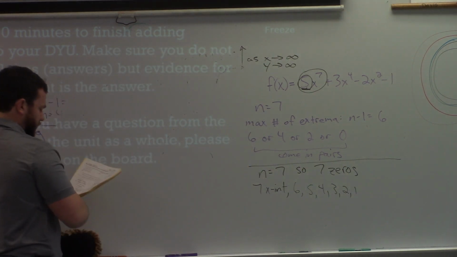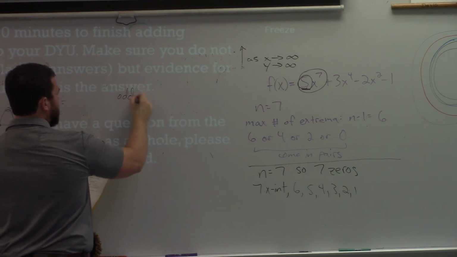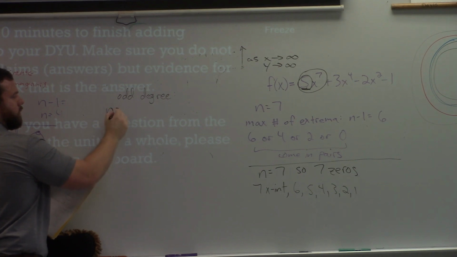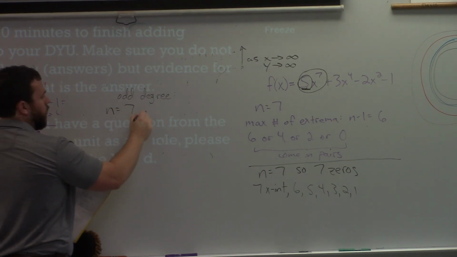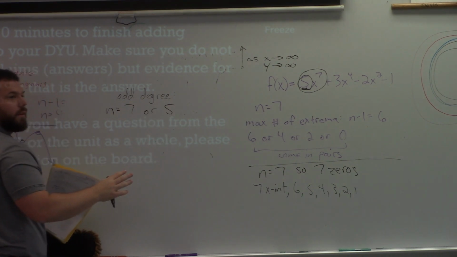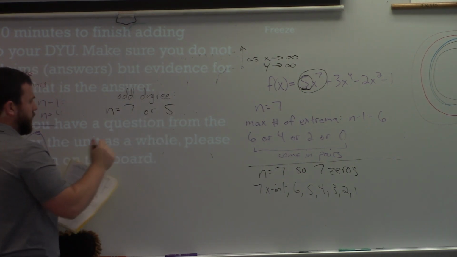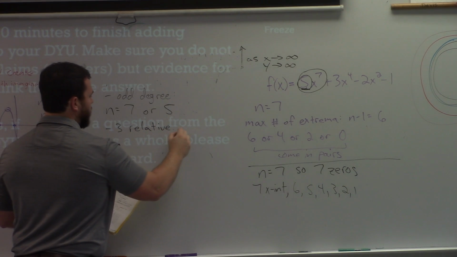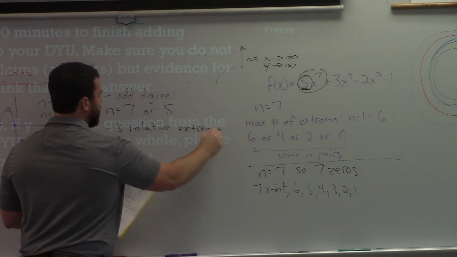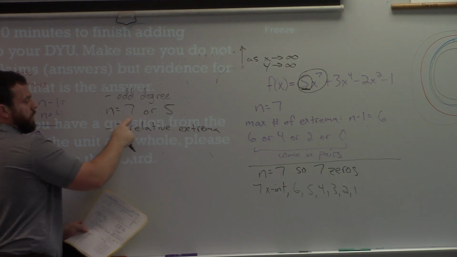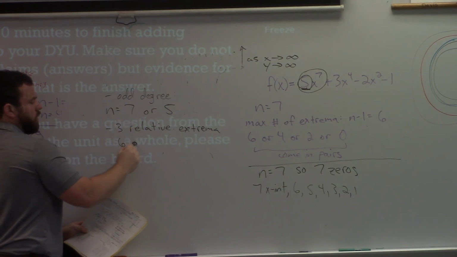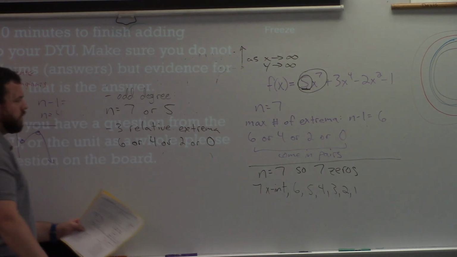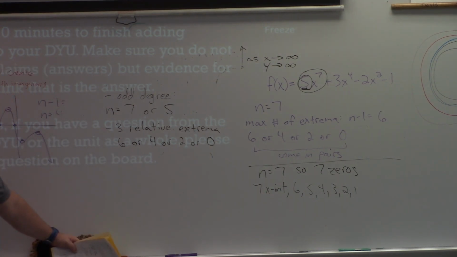Question 6 explicitly says that we want an odd degree. So give me an example of an odd degree. n could equal 7, or it could be 5. It could be anything, right? The next statement here is that we have 3 relative extrema. So this is the first issue with this one. If it's 7th degree, how many extrema could it have? 4, 0. Yep. So could it have 3 relative extrema?